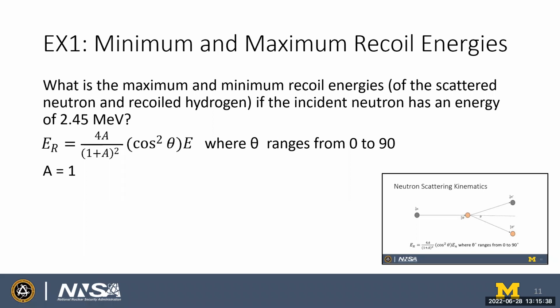So I want to give you an example question here. What are the minimum and maximum recoil energies that we could have in this neutron elastic scattering, where the neutron is recoiled off the hydrogen if the incident neutron has an energy of 2.45 MeV? And again, you have your recoil equation here. You have your range of theta, and A is equal to 1 in this case. And here's a little screenshot of the diagram as well to help you out.